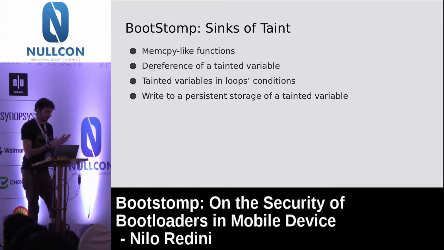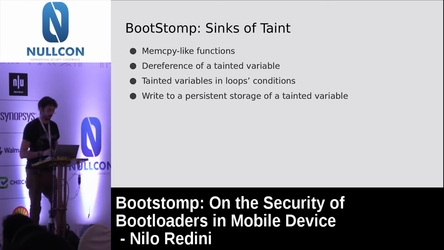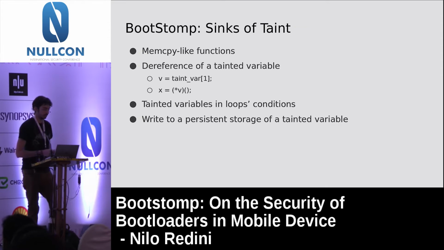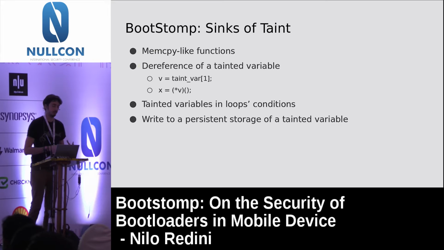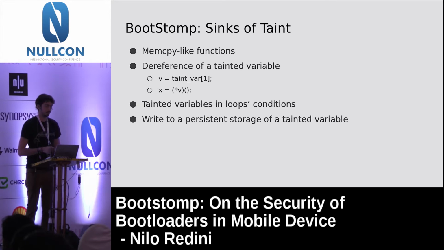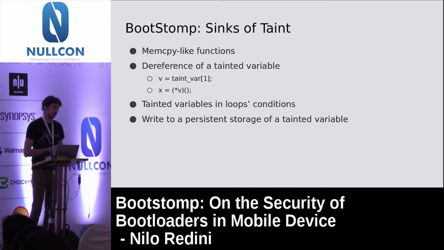We consider as sink of taint the reference of a tainted variable. For example, let's assume that we have some tainted value, and the second field of this tainted value is assigned to some variable v. And this variable v, somewhere in the code, gets the reference and is used as a function pointer. We consider this as a sink of taint.